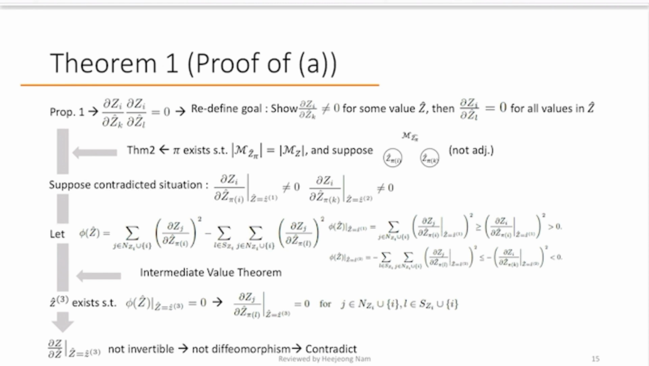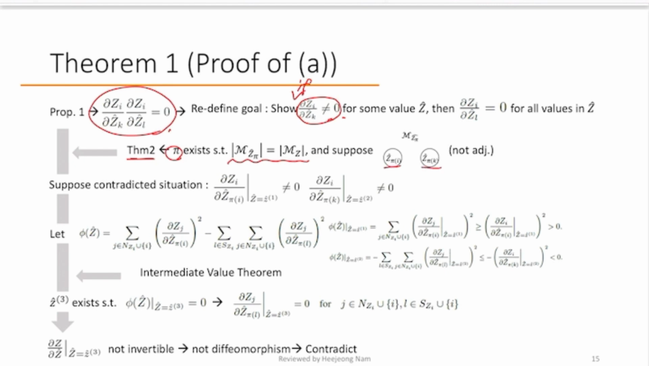So first, by using proposition 1, we know that the multiplication of these two terms is 0. And because of this, we can redefine our goal. We have to show that the derivative of zi with respect to z hat k is not equal to 0 for some value in z hat, then the derivative of zi with respect to zl hat is equal to 0 for all values in z hat. And we know that by theorem 2, there is a permutation pi that satisfies the isomorphic relation to the true Markov network, and we suppose that z pi i hat and z pi k hat are not adjacent.